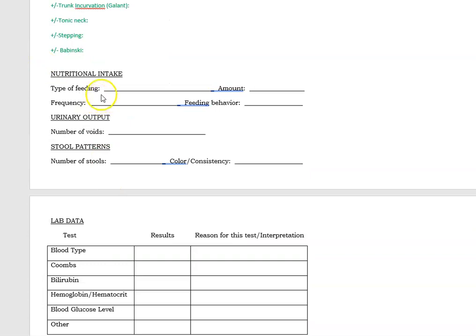And then, of course, we'd always want to know ins and outs. So how much did they eat? What did they eat? What was their feeding behavior? Their stools, how were their stools? Number of voids. The rule of thumb is 1, 1, 2, 2, 3, 3, 4, 4. So on the very first day, they should have 1 void and 1 stool. Day 2, 2 voids and 2 stools.